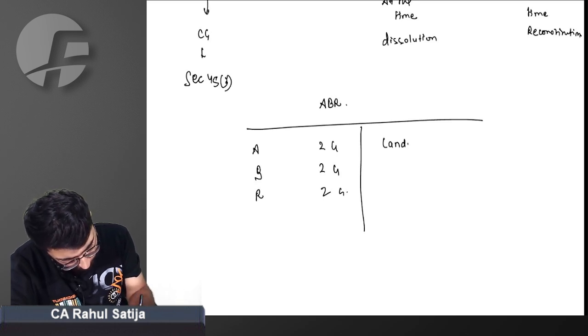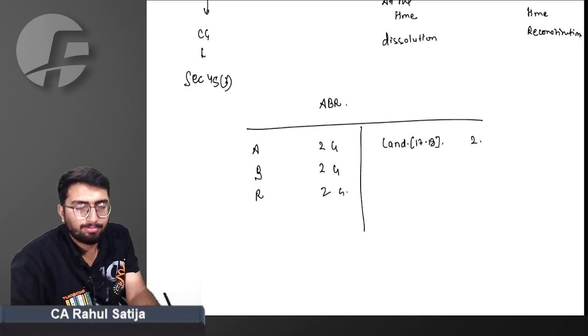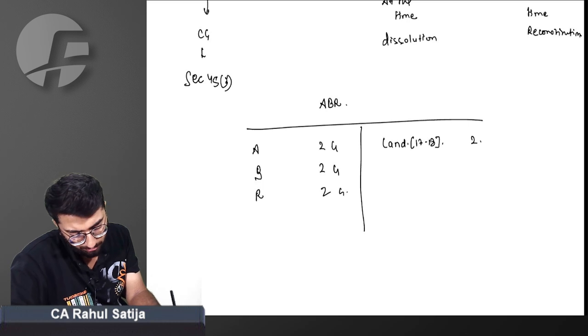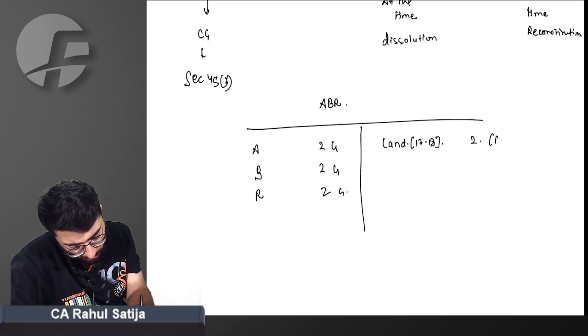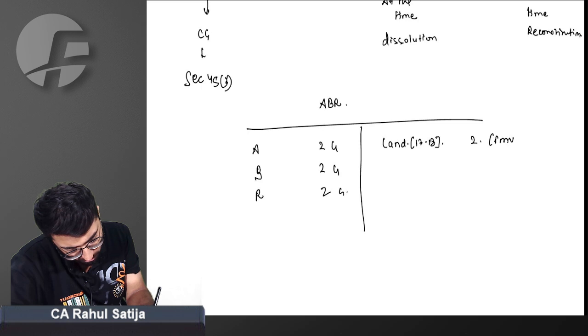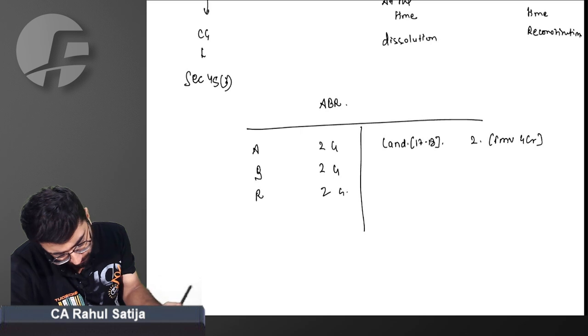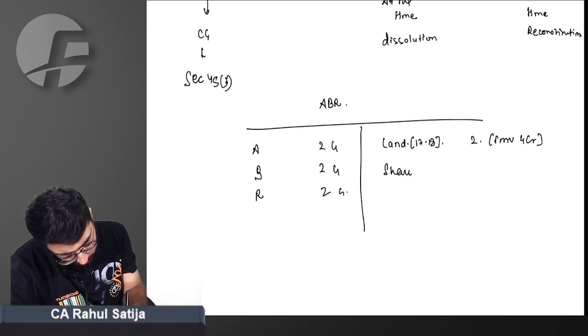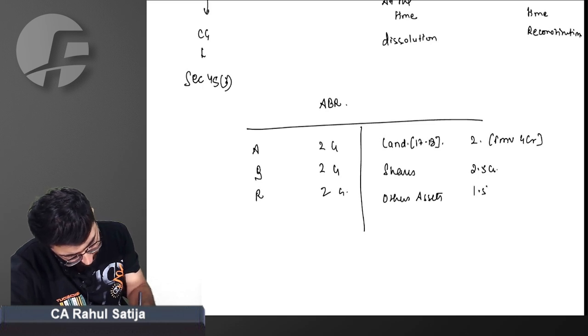Land: 2 lakhs, bought in the previous year 17-18. FMV: 2 CR. Now 4 CR. Shares: 2.5 CR. Other assets: 1.5 CR.